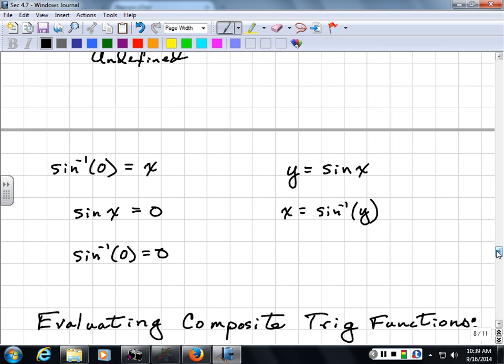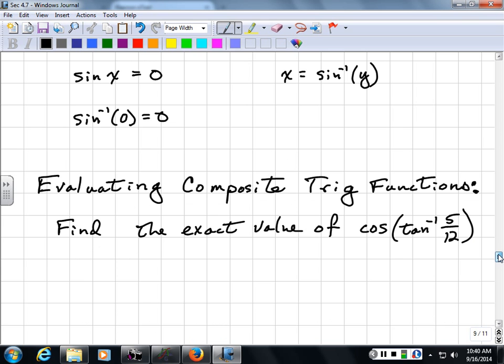Okay. Why is that there? Oh, okay, I know why I put that there. Remember that the inverse sine of 0 equals x is the same thing as the sine of x equals 0. And we also know that the inverse sine of 0 is equal to 0, which we already talked about. And we're going to use the fact that y equals sine x is the same as x equals the inverse sine of y. And we're going to use that for both the cosine and the tangent function also.